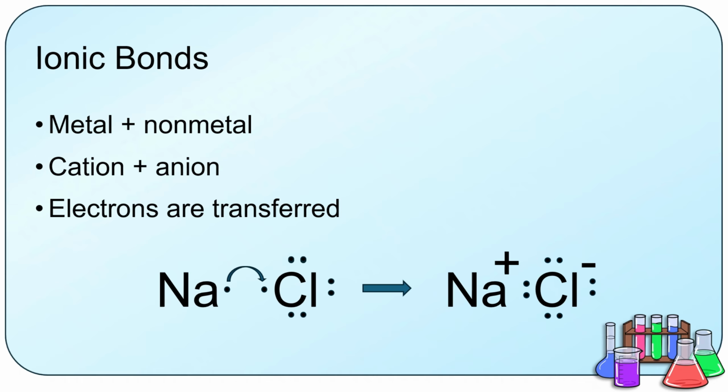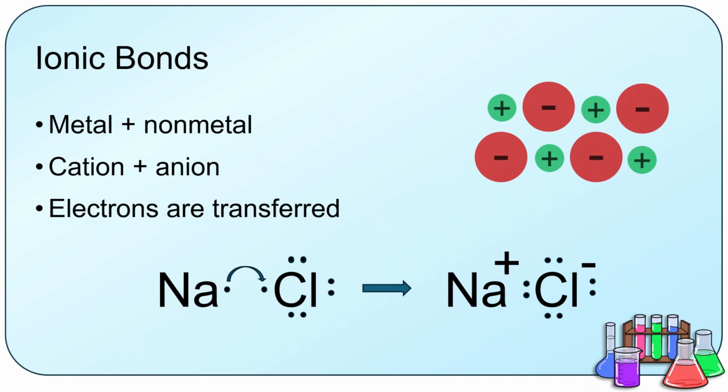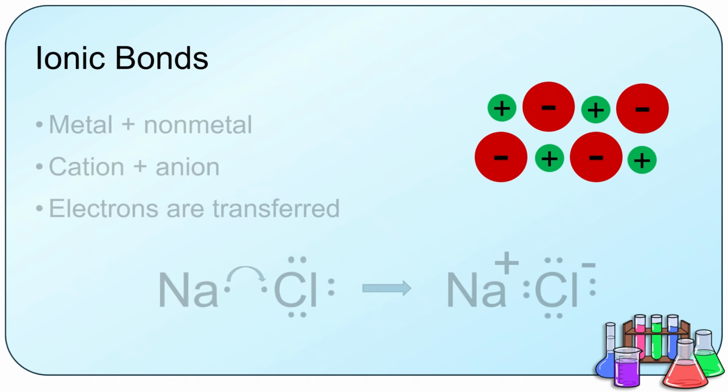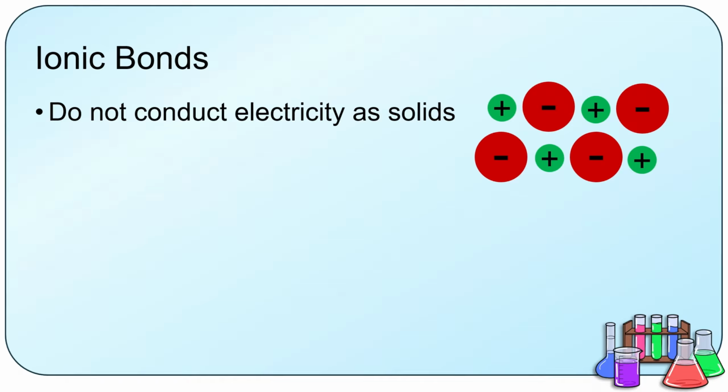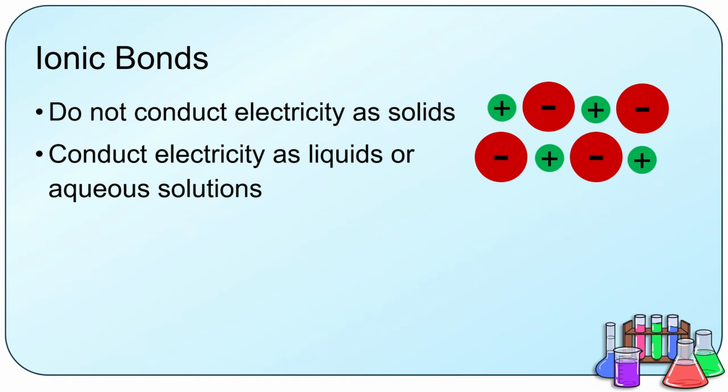Opposite charges attract, and now these two are bonded. What you'll see in ionic compounds is a lattice structure that alternates positive and negative ions. These are some special characteristics of ionic bonds. They do not conduct electricity as solids because in this lattice structure, the ions can't move. They do conduct electricity as liquids or aqueous solutions because that's when the ions can move.